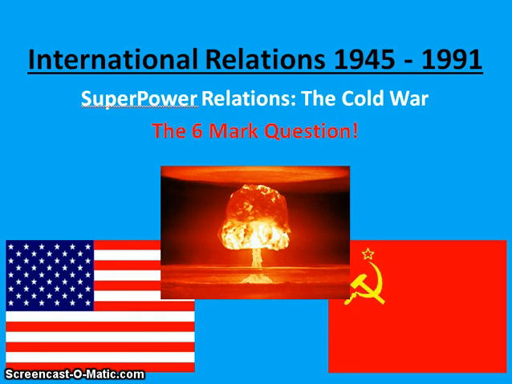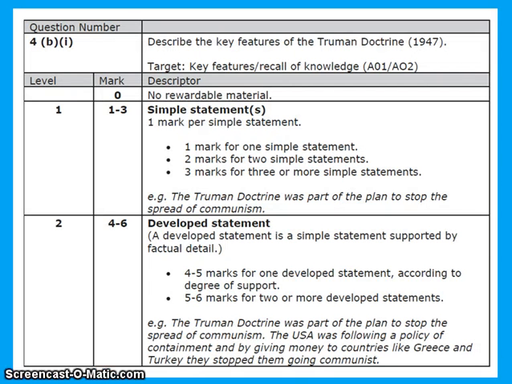Now, the second question in the SuperPower exam is the 6-mark question, which is identical to the key features question that you may have answered in the Nazi Germany paper. And if I just bring your attention to the mark scheme first of all, what the examiner is looking for for 6 out of 6 is that you make 2 or more developed statements, and that means that you make a point and provide some evidence for that, and you do that at least 2 times or possibly 3.